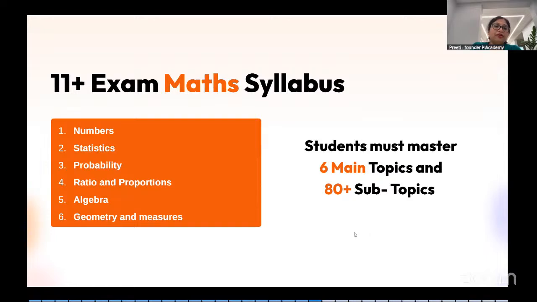You can read the names of the topics on our slide, which are numbers, statistics, probability, ratio, proportion, algebra, geometry, and measures. So you can see this seems to be a very small portion of the syllabus for the 11 plus exam, but it's not, because like I said, there are 80 plus subtopics and we will go step by step through what these topics include. Move on, Akanksha.